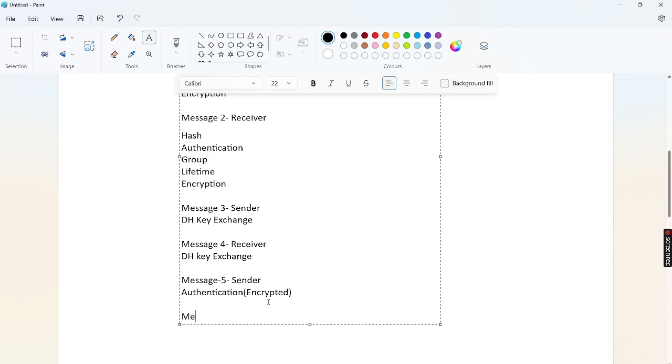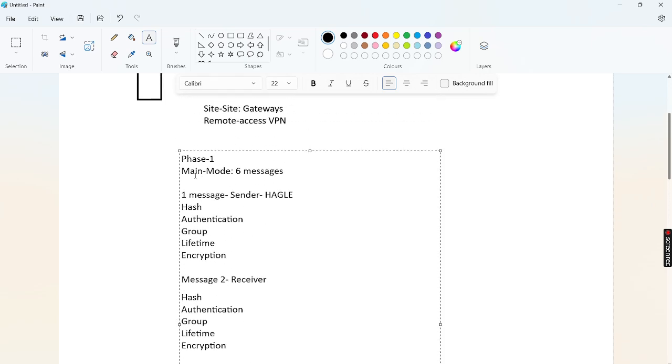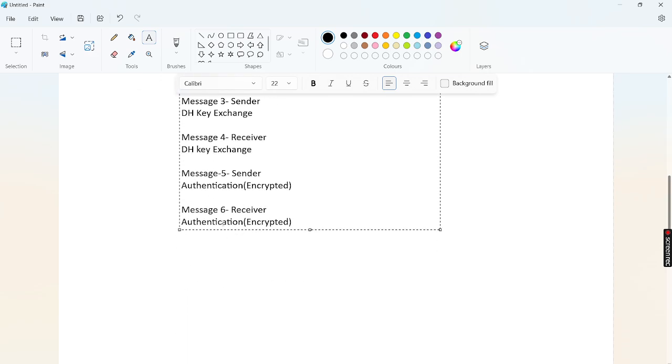So in message 6 as well, it is from the receiver. The same authentication will happen here in the encrypted format. So these are the 6 messages used in the main mode. This main mode will be secure because the 5th and 6th messages are in encrypted format.